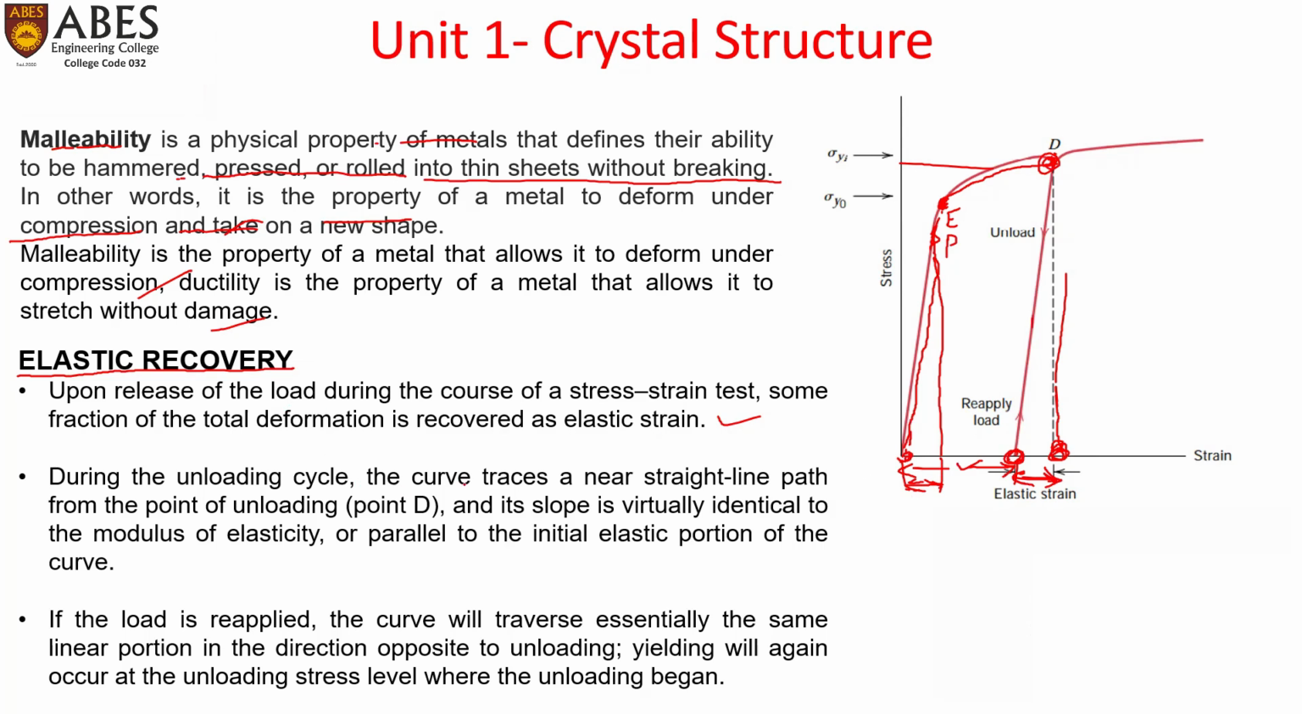So during the unloading cycle, the curve traces a near straight line path from the point of unloading, and its slope is virtually identical to the modulus of elasticity, or parallel to the initial elastic portion of the curve. If the load is reapplied, the curve will traverse essentially the same linear portion in the direction opposite to unloading, and yielding will again occur at the unloading stress level where the unloading began. So when we again load the material, it will follow the same path, the yield point will be like this, and then further plastic deformation will get started.